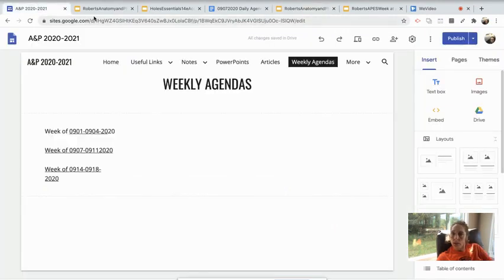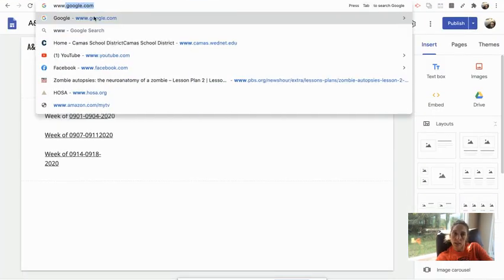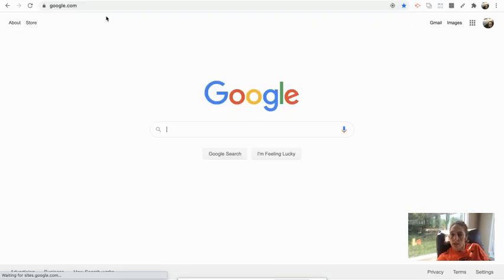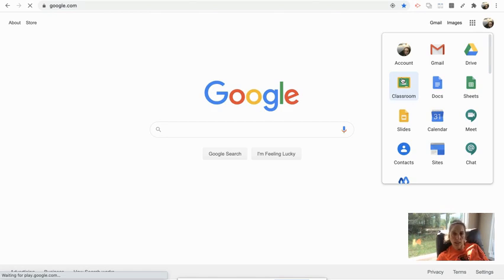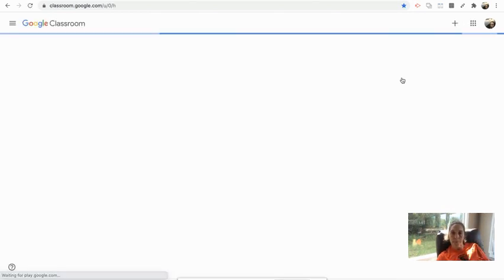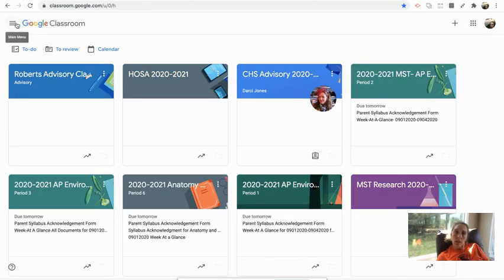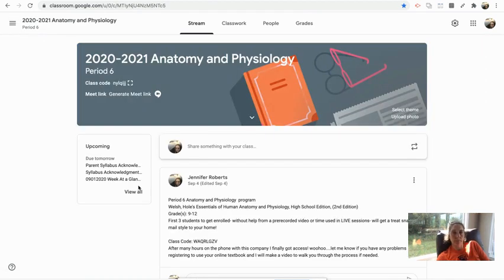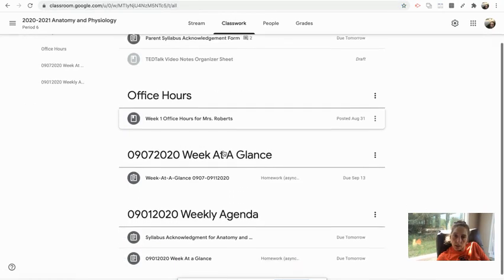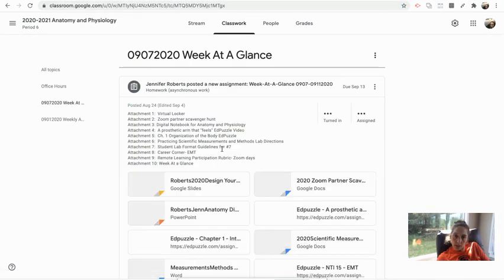Again, let me get us to Google Classroom. That's our Google site. Let's see. I'm on Classroom, and I'm going to go to 6th period and classwork. Get to my week at a glance so I can see all my attachments.